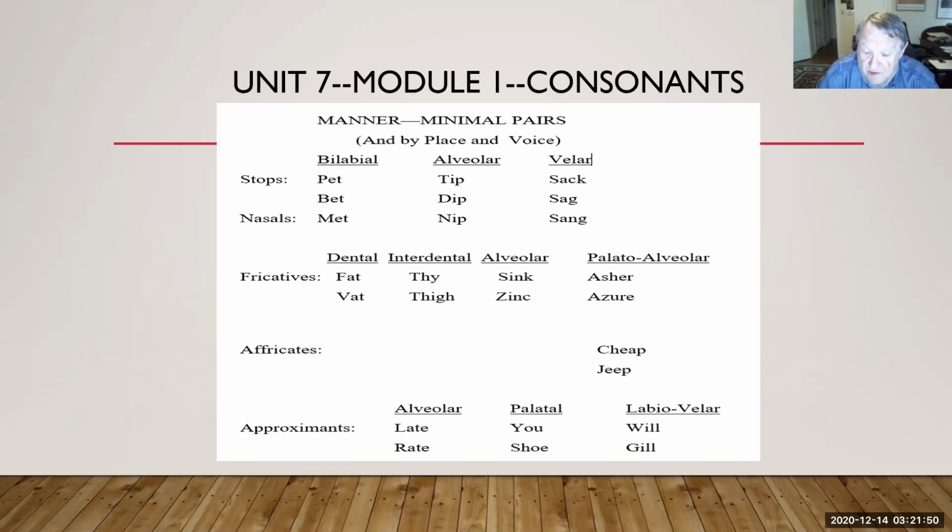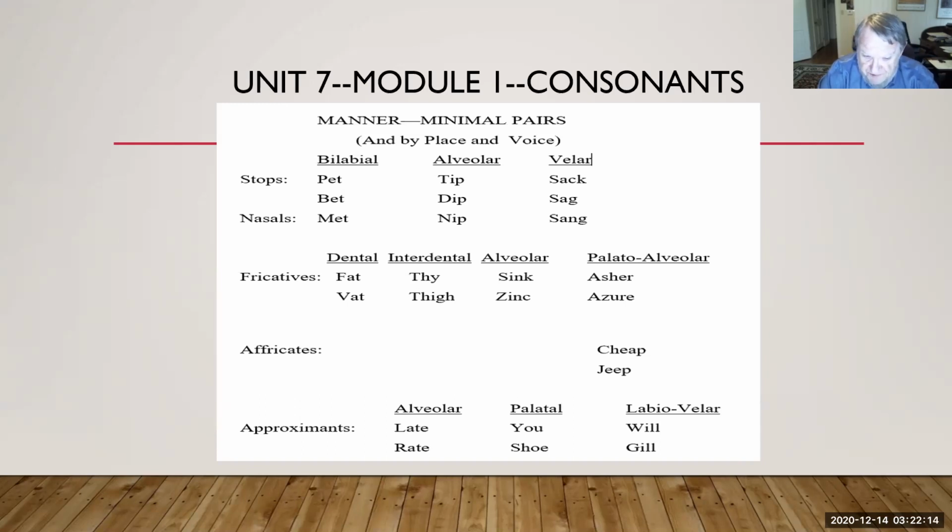Now the affricates. Remember, there are only 2 in English. And here they differ only in voicing. Cheap, jeep. And remember, ch is the stop, t plus the fricative sh. And jeep is the d plus the zh.